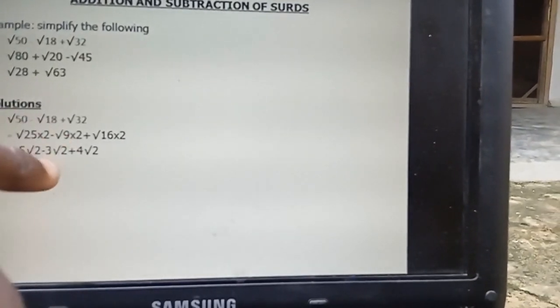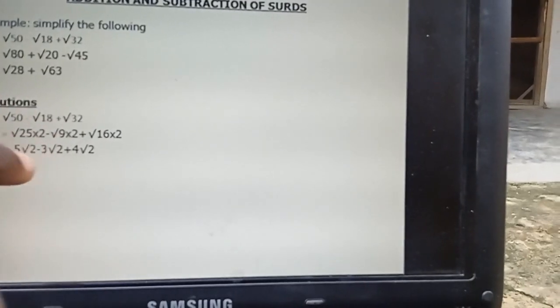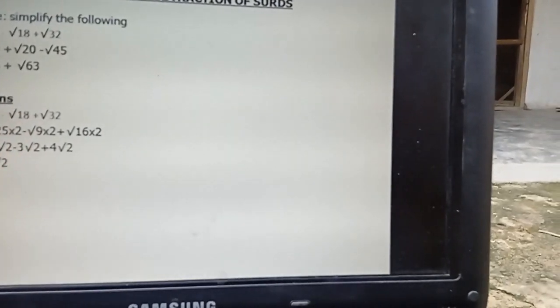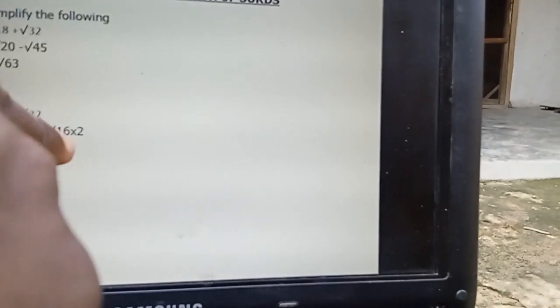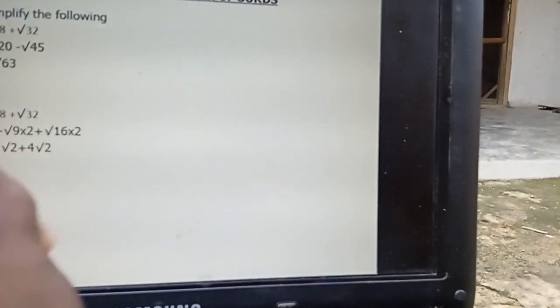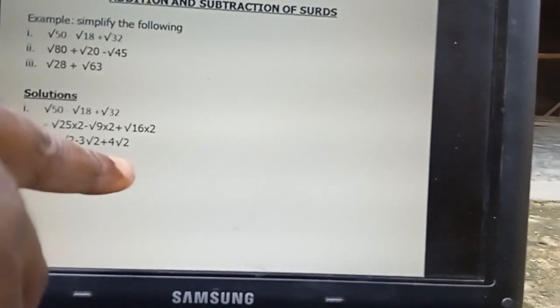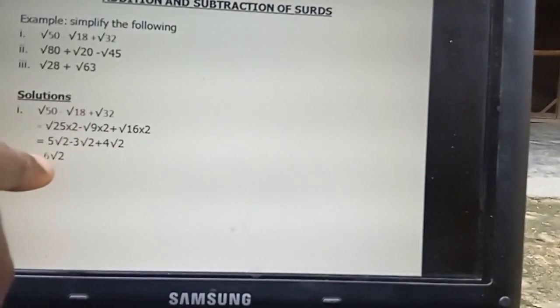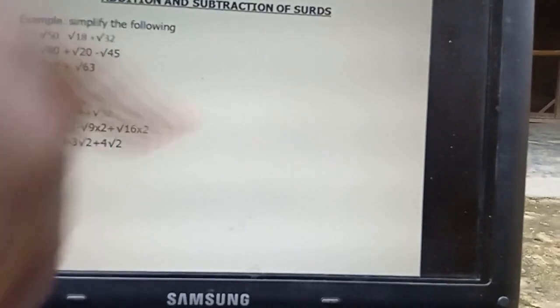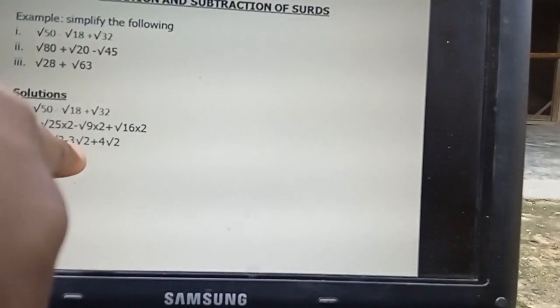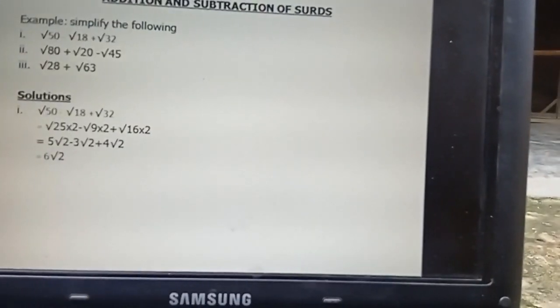Root of 9, 3. Don't forget to put your sign. Your sign here is what? Minus. You should take it down. Plus what? Root of 16, it will give you what? 4. Do you get it? Then you should add it. 5 minus 3 plus 4.